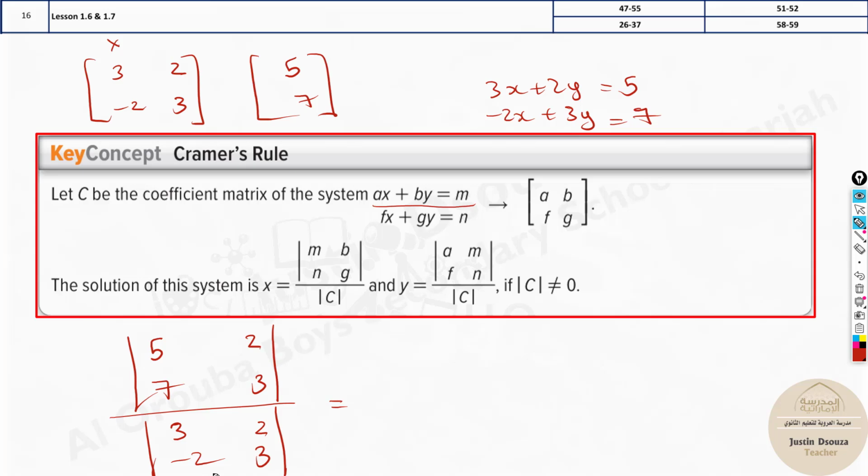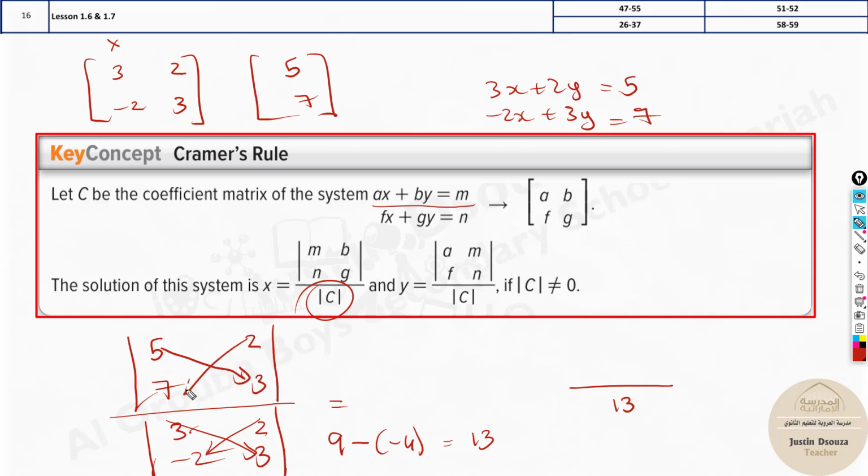So how do you find a determinant? The determinant is basically found like this. You draw a cross line from left to right and then from right to left. So multiply these two: 3 times 3 is 9, minus 2 times minus 2, which is negative 4. The answer here is 9 plus 4, that is 13. That's the denominator, the determinant of the coefficient matrix, and we can write it as 13 here.